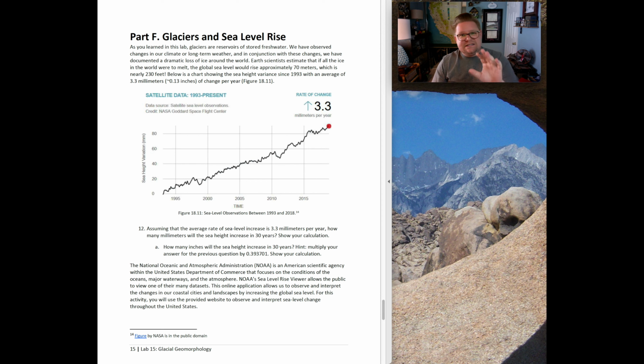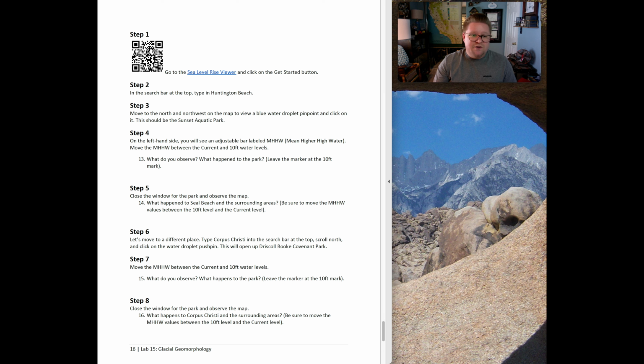Now, besides this information, the National Oceanic and Atmospheric Administration, NOAA, has put together an incredible resource that's online, and that's what the remaining part of this activity is going to take advantage of. So what you're going to need to do is either scan the code or click the hyperlink to access the website. I find this to be better done on either a tablet or on a desktop or laptop.